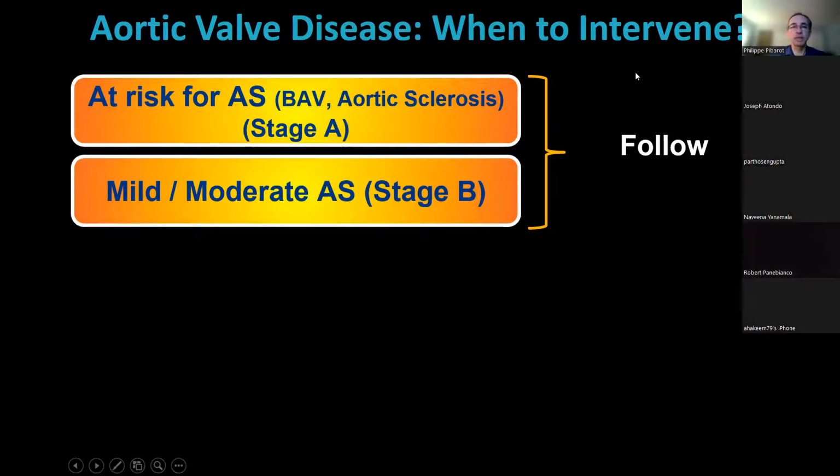In aortic valve disease, the timing of intervention is key. Timing is everything, right? The guidelines came up with this notion of staging the disease progression. So you have the patient at risk for AS. This includes patients with bicuspid aortic valve, aortic sclerosis, stage A. And then the stenosis per se develops, and you have mild, moderate AS. That's what we call stage B. And for stage A and B, the recommendation is to follow the patient, okay? No indication for intervention at this stage.